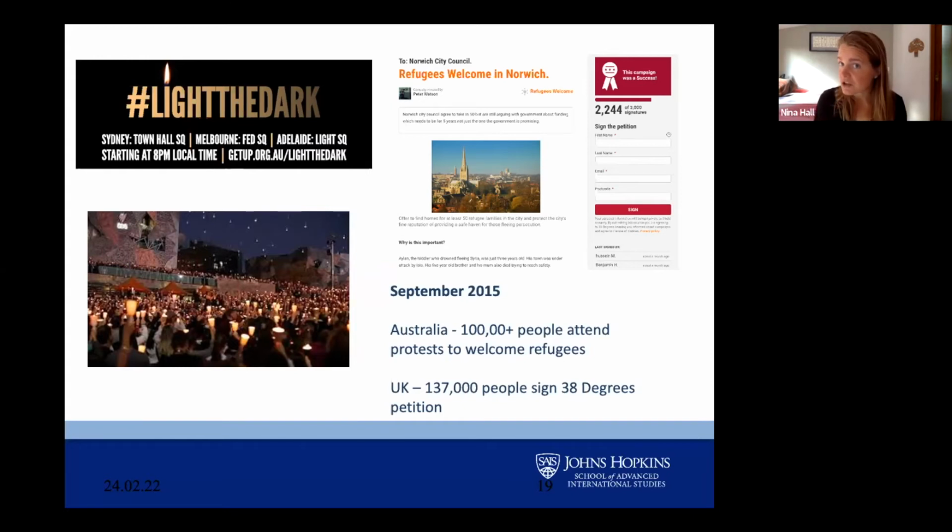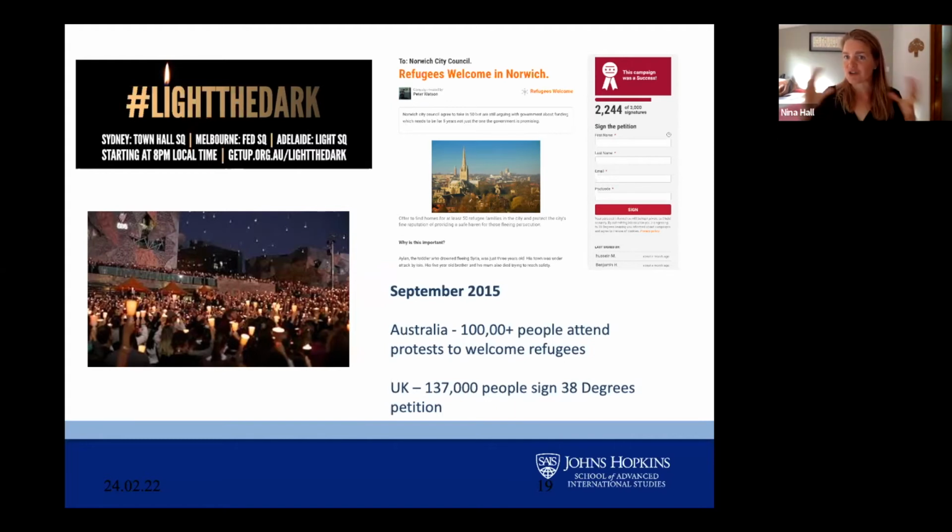And again, it was a conservative government, which was initially reluctant to welcome more refugees. And thousands, hundreds of thousands of people attended these protests, which were organized within the space of a few days. So again, rapid response, using digital tools to mobilize people offline. And what did we see in the end?